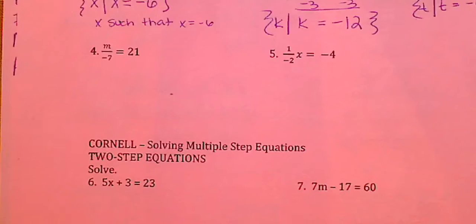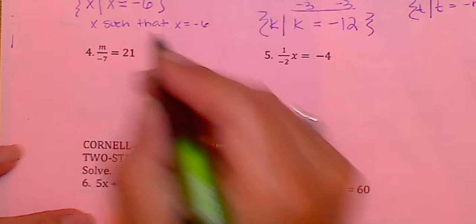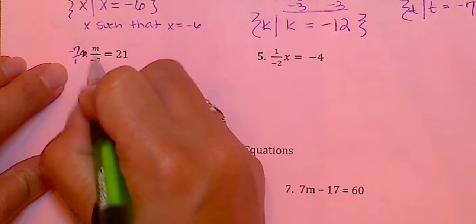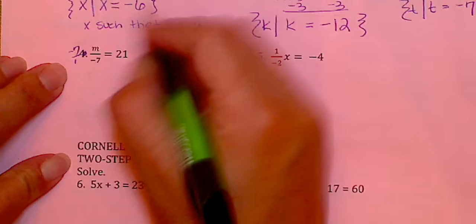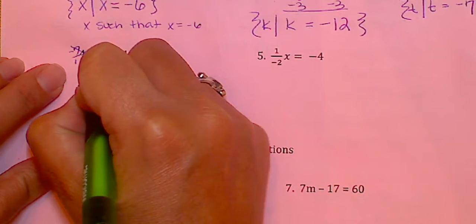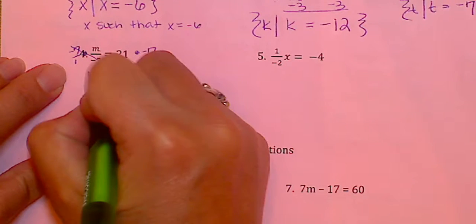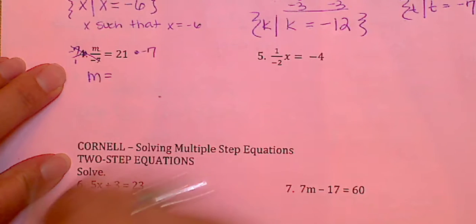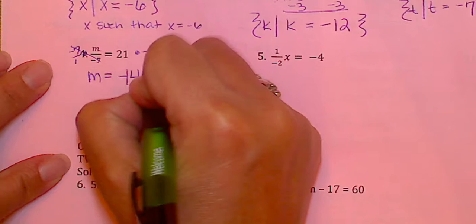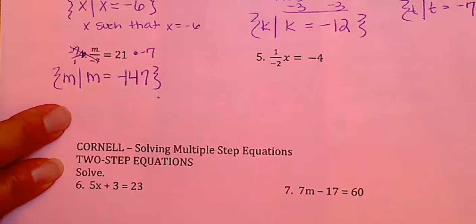Number 4, m is being divided by negative 7. So the opposite of dividing by negative 7 would be to multiply by negative 7, which, when I multiply a fraction by a whole number, I put it over 1. And we multiply this guy by negative 7. So what happens here is these two negative 7s cancel, top to bottom. So we're left with just m. And negative 21 times negative 7 is negative 147. So m such that m equals negative 147.